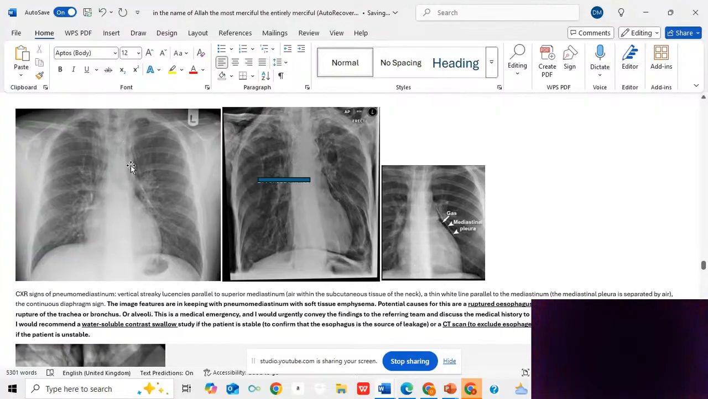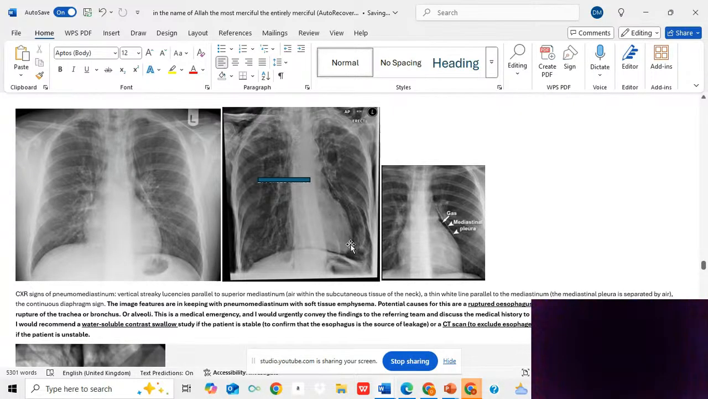Okay, when you go downwards, you can see another sign, which is a thin white line parallel to the mediastinum, like this. A thin white line parallel to the mediastinum, which represents that the mediastinal pleura is separated by air within the mediastinum.